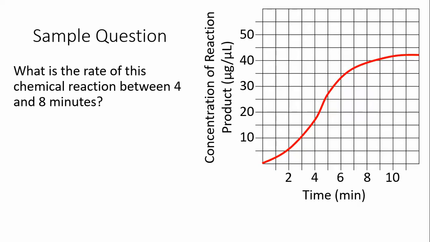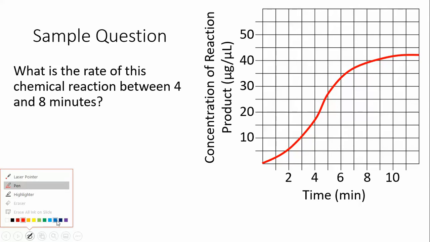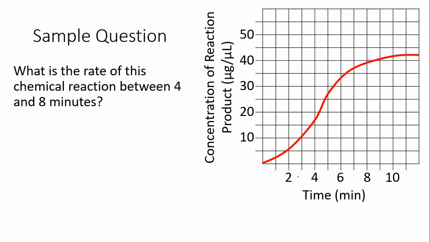Let's say that this is showing the concentration of a reaction product over time. So we have our units, so I would get points for axis labels on this. And so we want to calculate what is the rate of this chemical reaction between 4 and 8 minutes. So that means that I am not going to be calculating the slope of this entire line. I'm going to be calculating from here at 4 minutes to up here at 8 minutes.